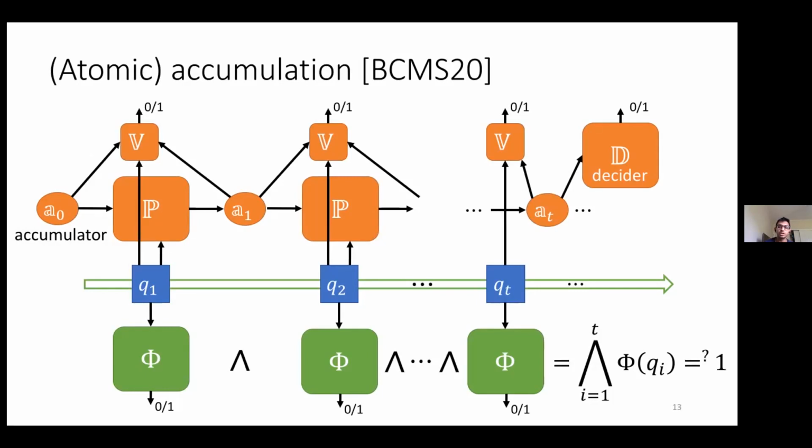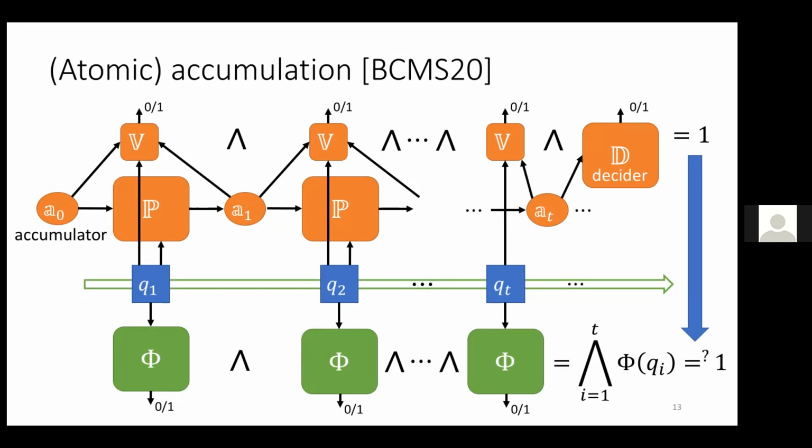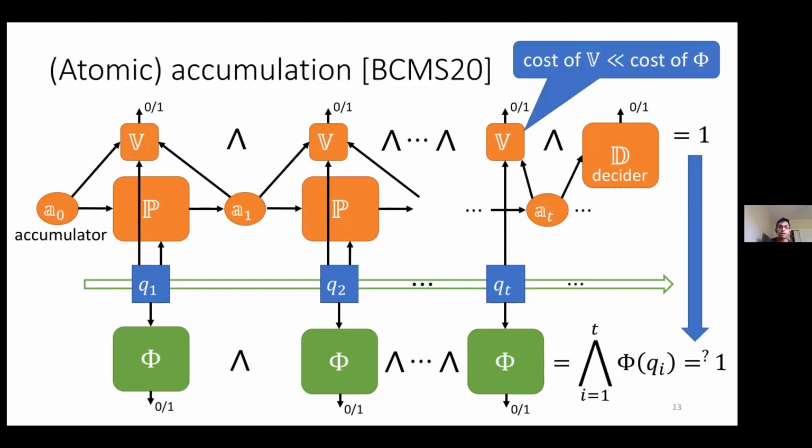The property that we want is that if all of the verifiers at each step accept and the final decider accepts, then it must be the case that the conjunction of the predicate on all the inputs would be true. And you might think, oh, this is not particularly interesting, but the key insight here is that the cost of the accumulation verifier must be much less than the cost of the predicate phi. Checking that the accumulation happened correctly is much cheaper than computing the predicate yourself.